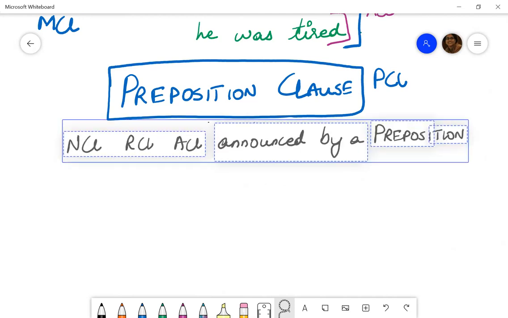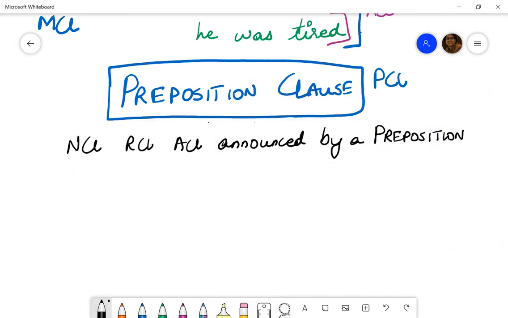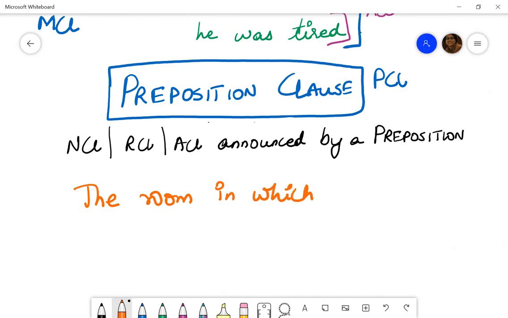And what you can do is, what is one of the examples that I can give you? Okay, so this is an example that we can have. We can look at this sentence. The room in which I live is damp. Okay, so the room in which I live is damp, or it's cold, or whatever.